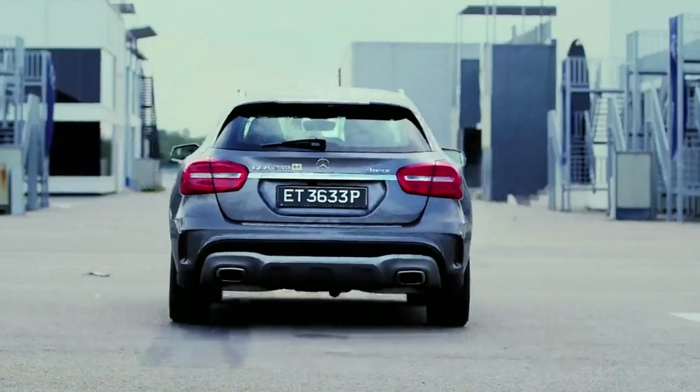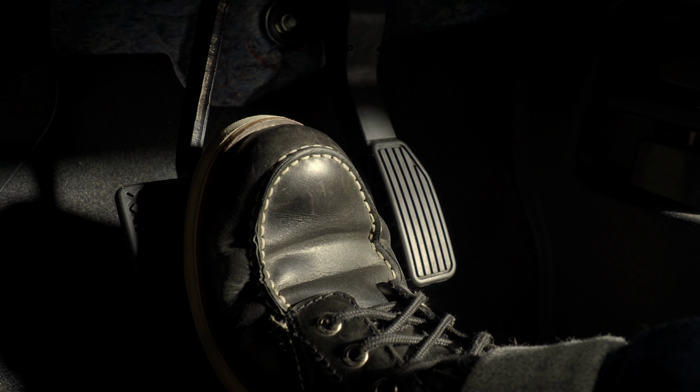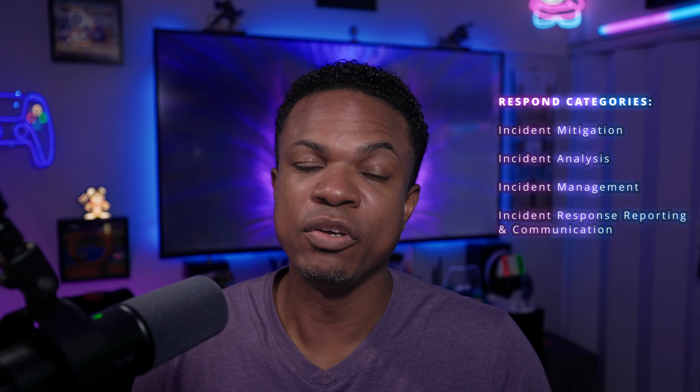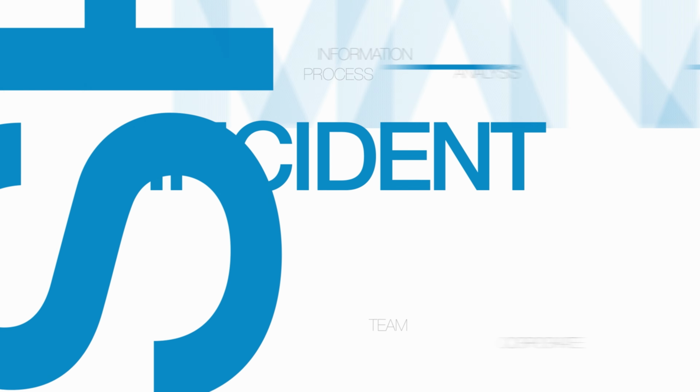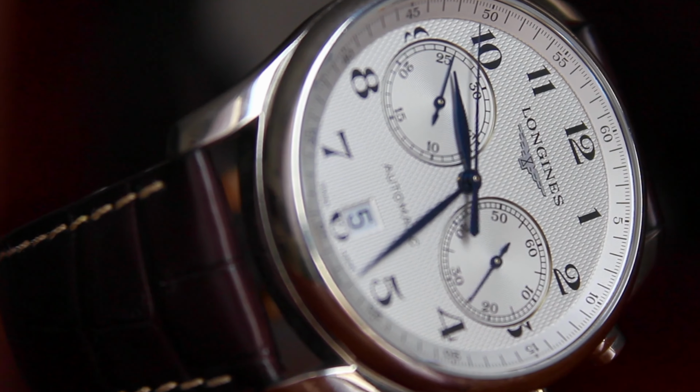My last car had backup sensors that would apply the brakes if it detected I got too close to an object. It responded with the intent of keeping me and the in-path object or person safe by stopping the car. Well, on the cybersecurity side, the goal of the respond function is to minimize the damage of the attack and get things back to normal operations as fast as possible.